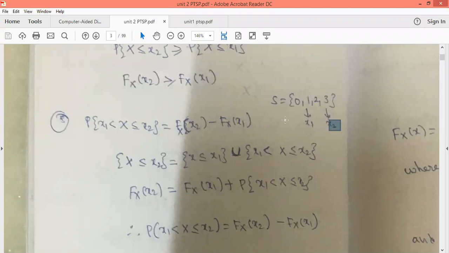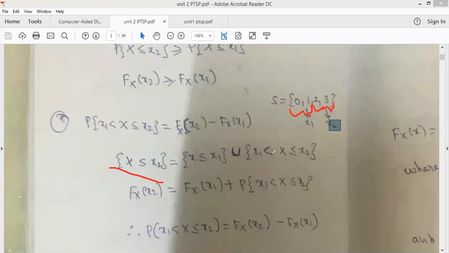x less than or equal to x1, then x1 less than x less than or equal to x2. We are dividing this into two parts. The first part will have the elements only till x1. The second part will have the elements from x1 to the last, x2. The union of these will give us the complete elements till x2. So x less than or equal to x2 will be x less than or equal to x1 union x1 less than x less than or equal to x2.